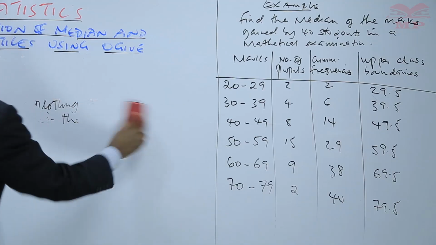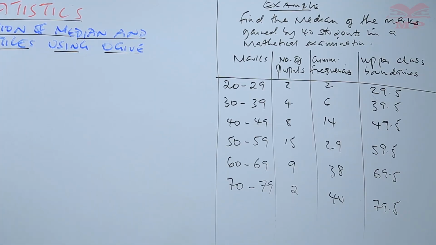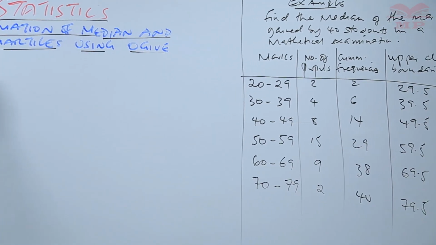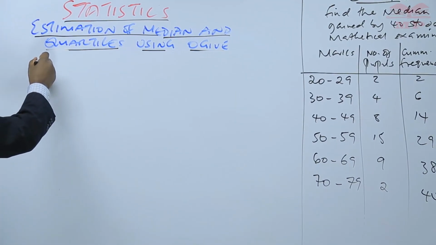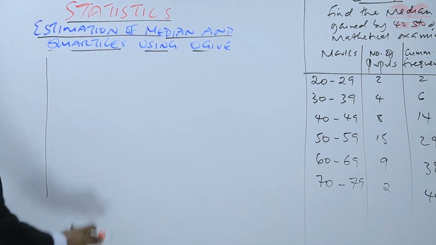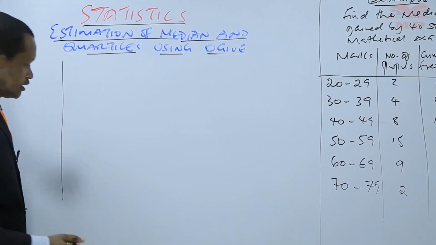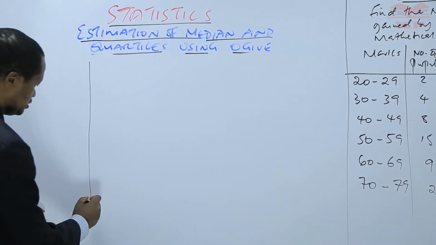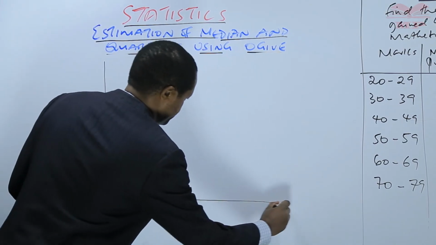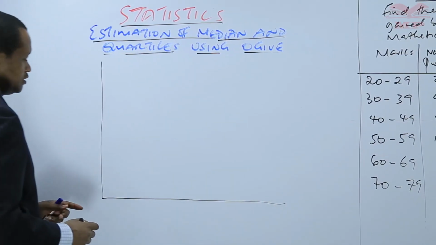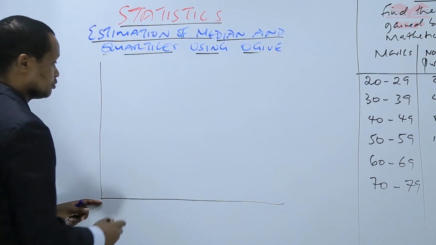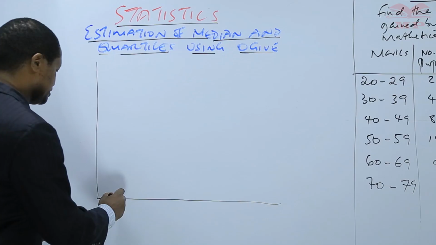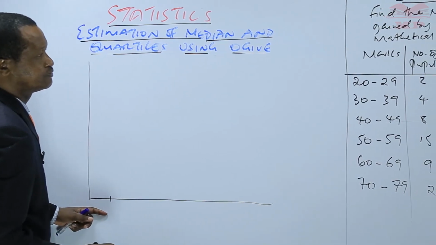So let us now plot the cumulative frequencies against the class boundaries. Learners, I'll draw the graph here, and make sure you are doing this on graph paper. Get a graph book so that you do it on graph paper. Now, on the horizontal axis, I'm going to have the upper class limits. These are marks.